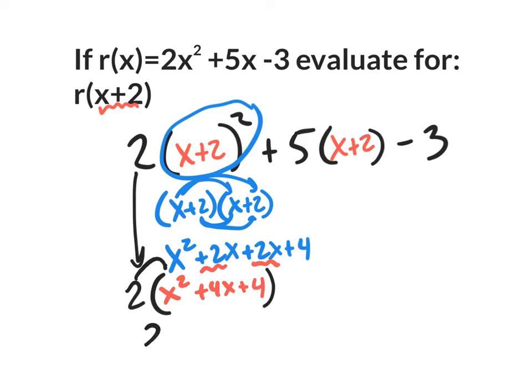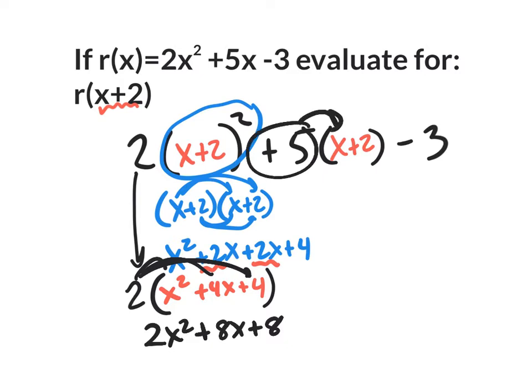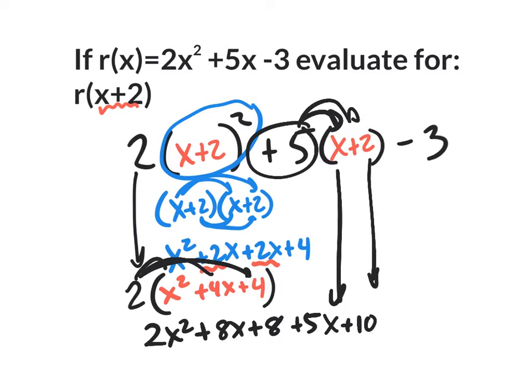2 times x squared is 2x squared. 2 times 4x is 8x. 2 times 4 is 8. And then let's distribute the 5. 5 times x, that's a positive 5 that we're distributing. 5 times x is positive 5x. Notice that I wrote it way down here. 5 times 2 is 10, positive 10. I wrote it way down here. I want to bring down the minus 3 as well.